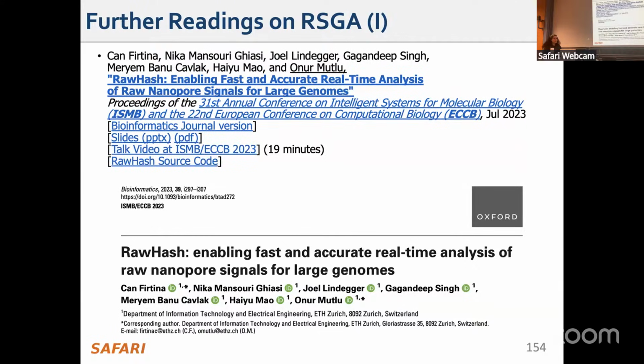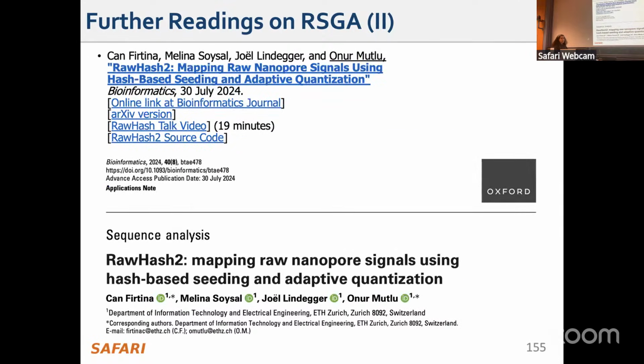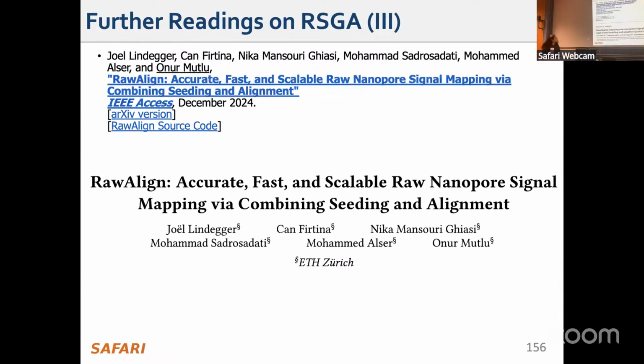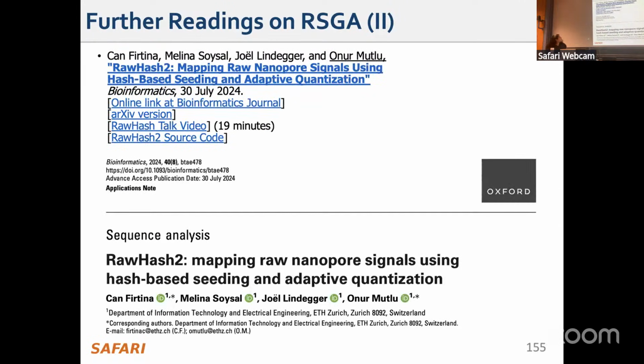This is the paper RawHash, enabling fast and accurate real-time analysis of raw nanopore signals for large genomes. And the interesting thing is that this paper, for the first time, came up with an effective way to hash these raw signals. Why was it challenging, and how did it get addressed? I really invite you to check. You will enjoy it. And this RowHash2, which has some improvements built on top of RowHash to make it even faster and more accurate.